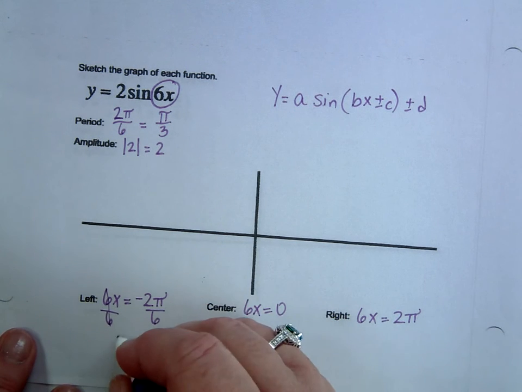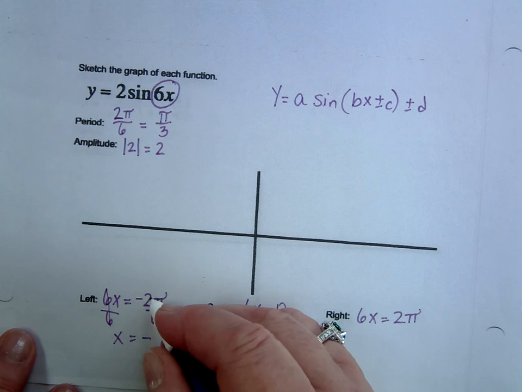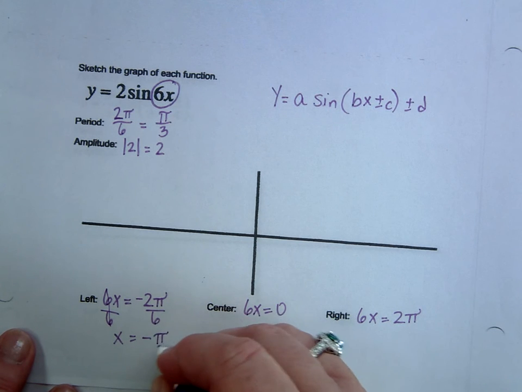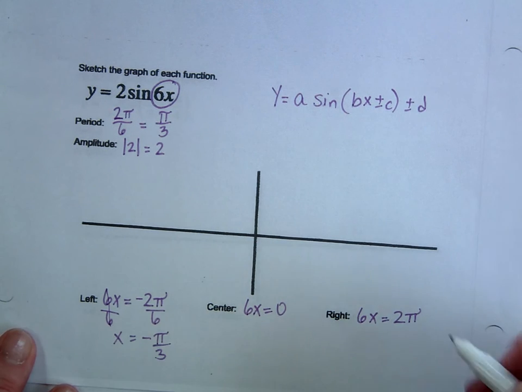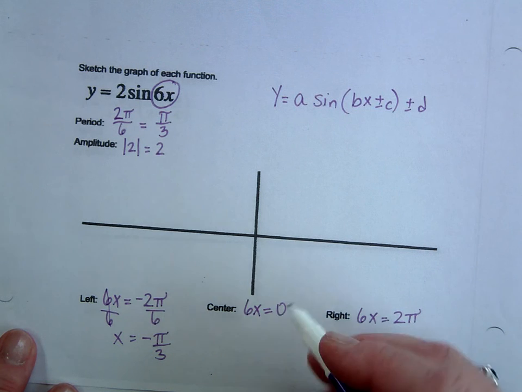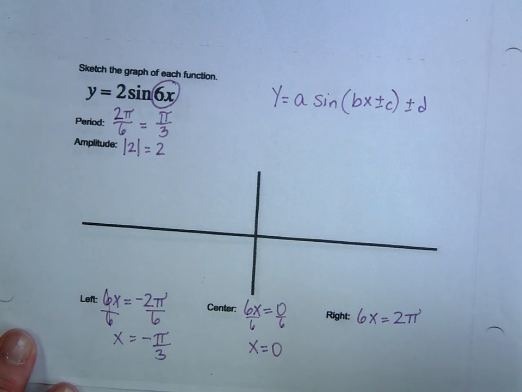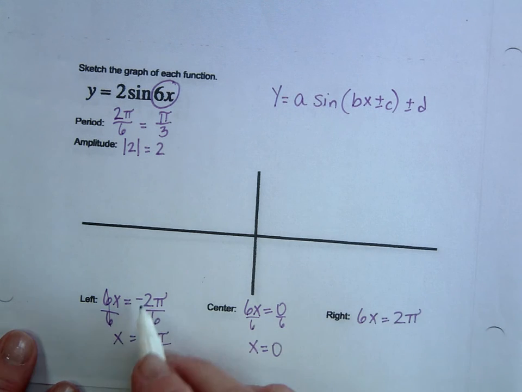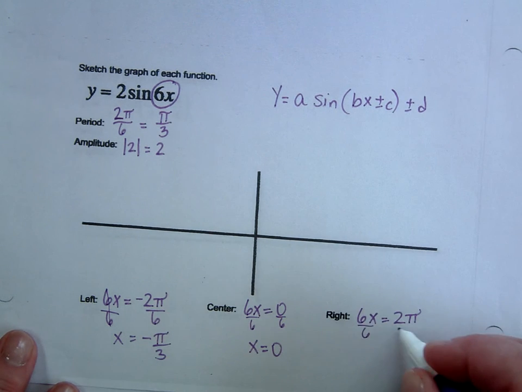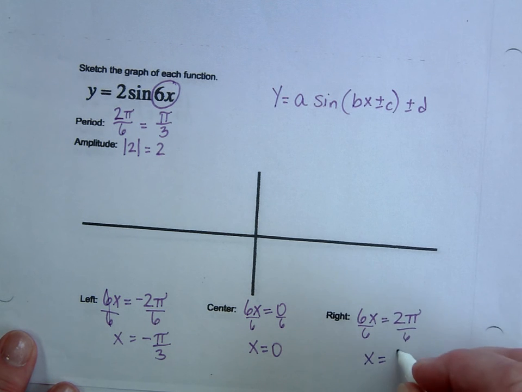They cancel here. x equals negative 2 pi over 6, which is negative pi over 3. Over here, dividing 0 by 6, I get x equals 0. And on the right, it's the same work as here, just positive. So divide by 6, I get x equals pi over 3. And then you have enough information to set up your graph.